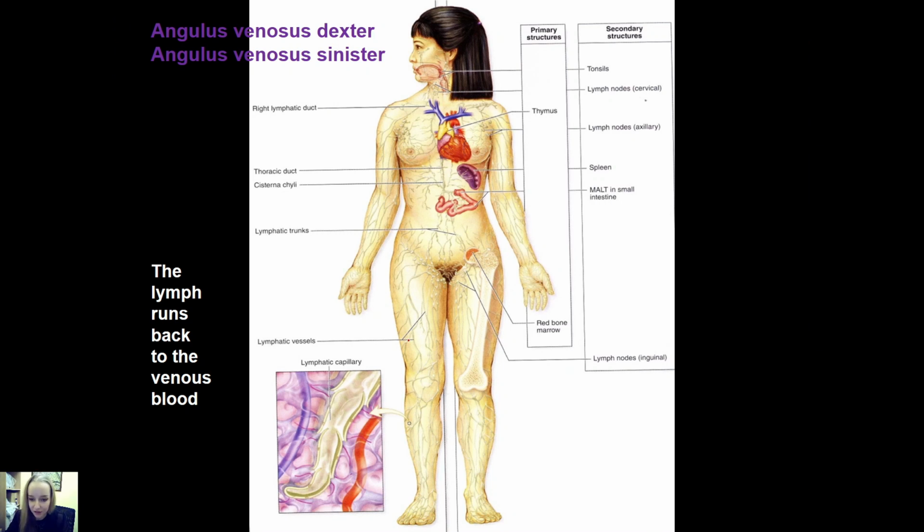There are many lymphatic vessels. They merge together to create two main lymphatic ducts, and that is a thoracic duct, which is on the left, and a right lymphatic duct. These are two main lymphatic ducts which put this lymph back to the venous system in the places called angulus venosus dexter and sinister. This is more about anatomy, but you should know these two basic ducts that were created by lymphatic vessels merging together.